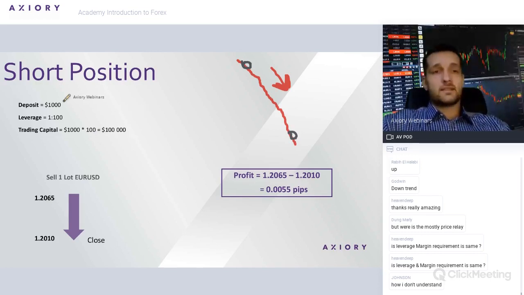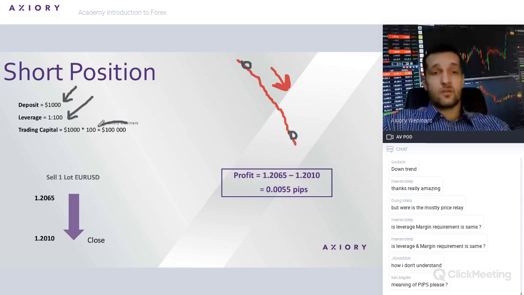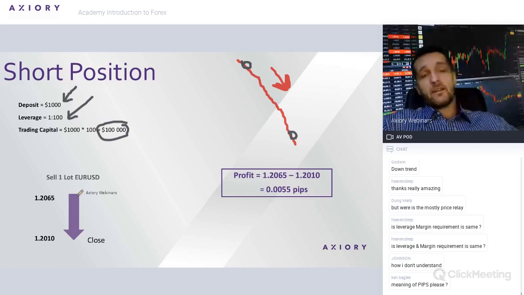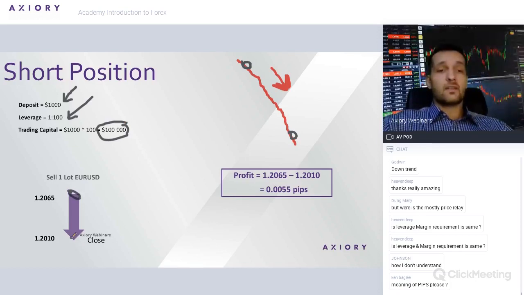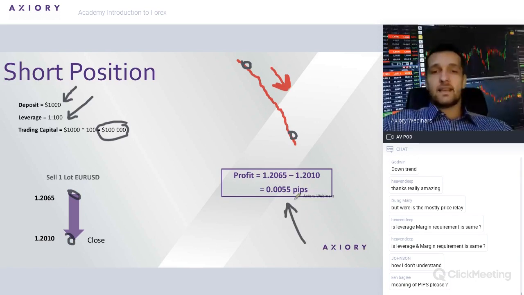The situation is similar. So we have a deposit of $1,000, leverage of 100, so you control $100,000. The difference here is that you sell at 120.65 and you close your position at 120.10. This situation is the same. You make 55 pips.